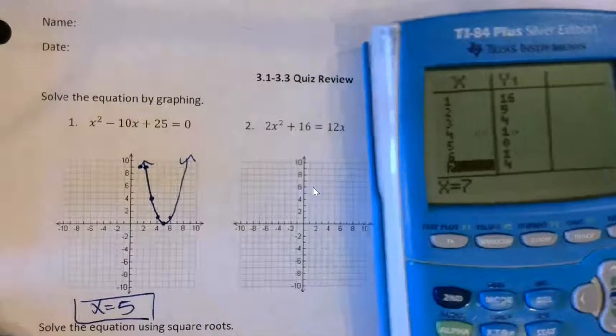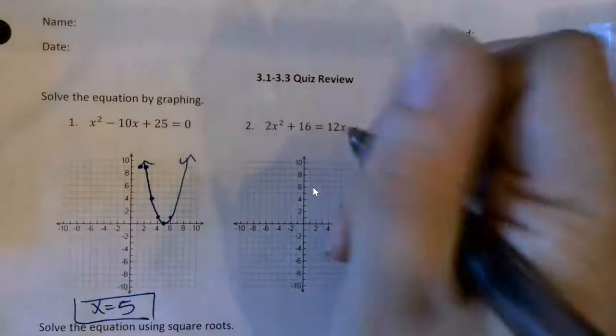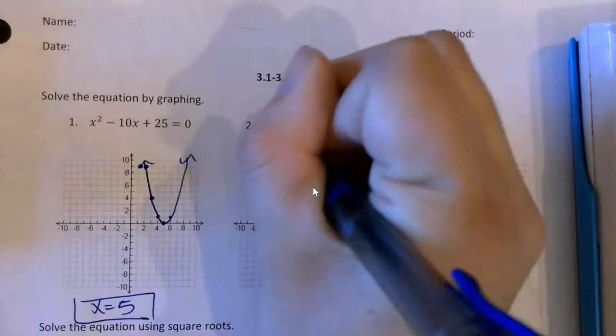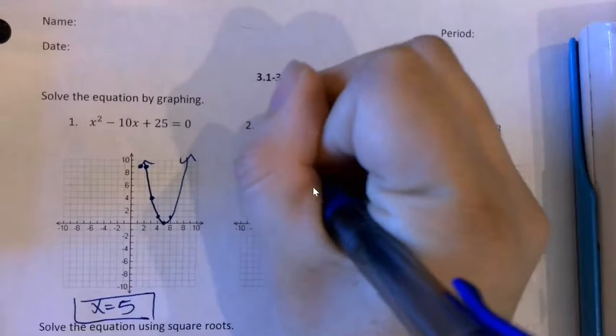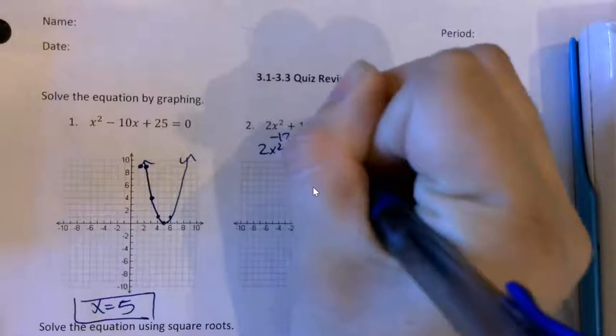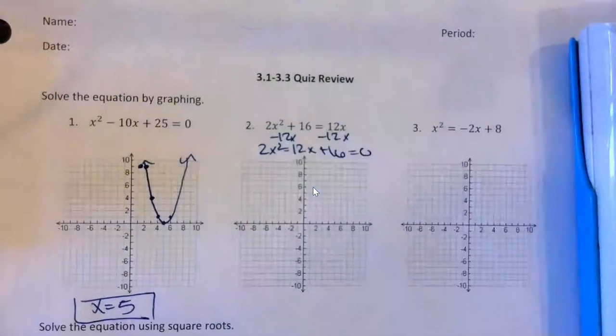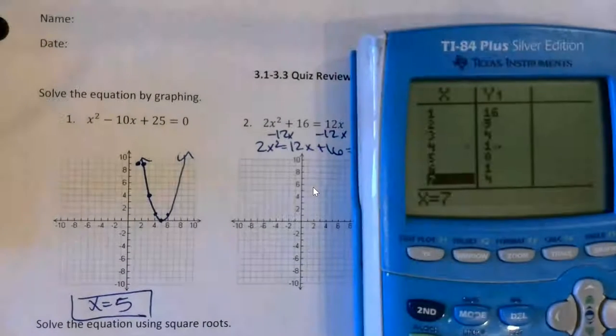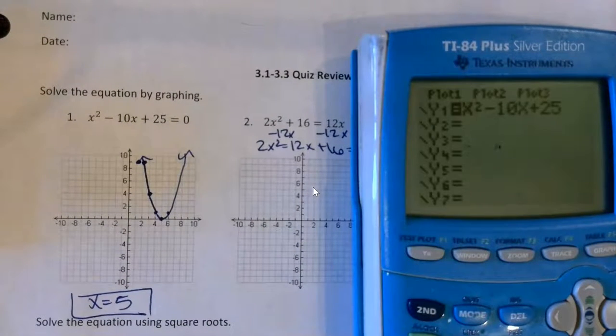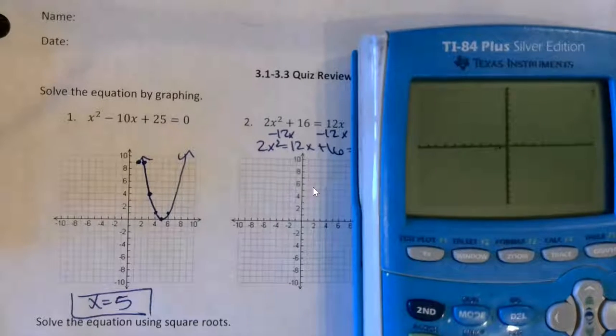Okay. Same thing for number 2, except I have to get this equal to 0 first. So I'm going to subtract 12x on both sides. I have 2x squared minus 12x plus 16 equals 0. And I'm going to go ahead and graph that. So I go back to y equals, I go 2x squared minus 12x plus 16, and I graph it.